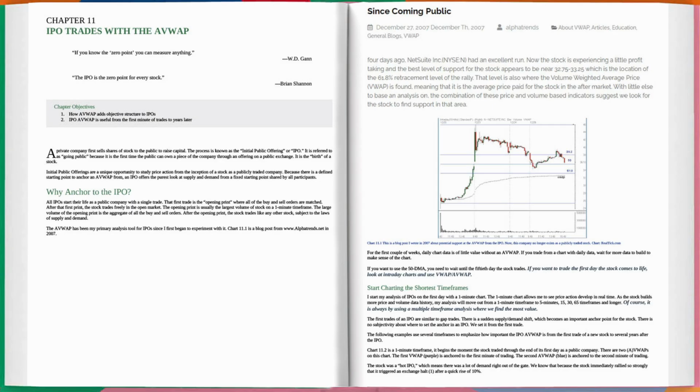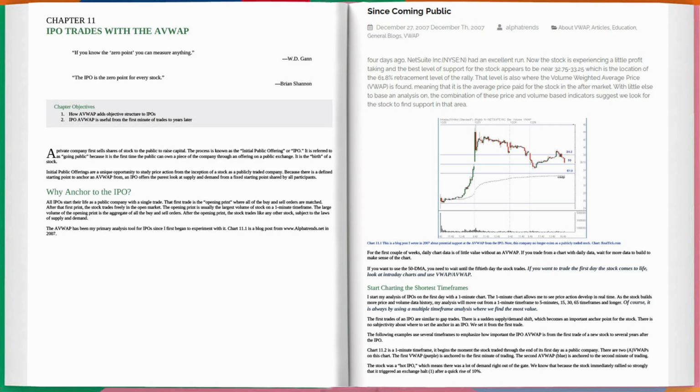Initial public offerings are a unique opportunity to study price action from the inception of a stock as a publicly traded company. Because there is a defined starting point to anchor an AVWAP from, an IPO offers the purest look at supply and demand from a fixed starting point shared by all participants. Why anchor to the IPO?